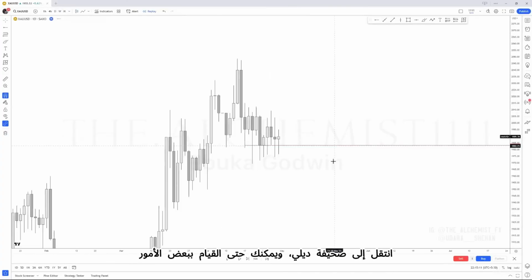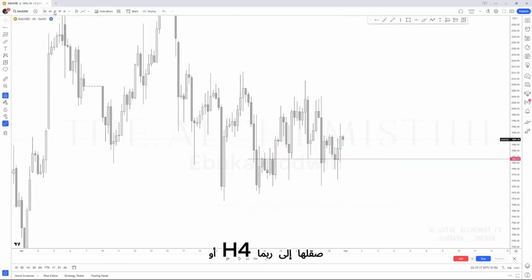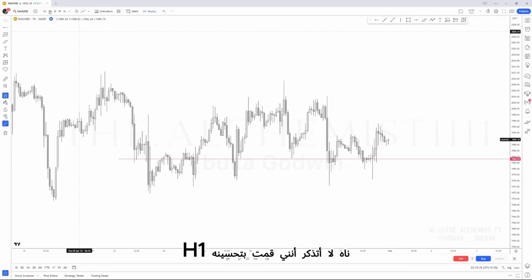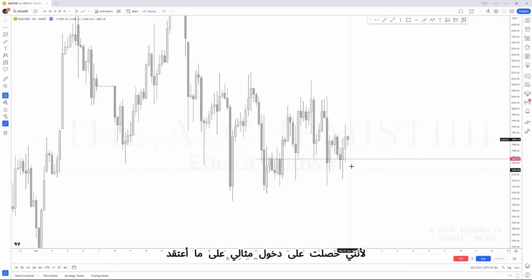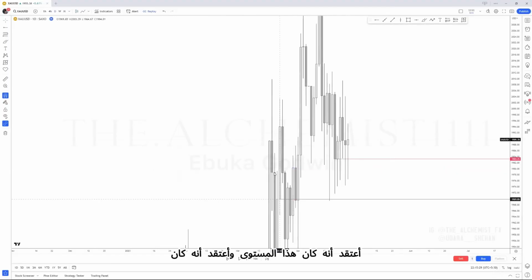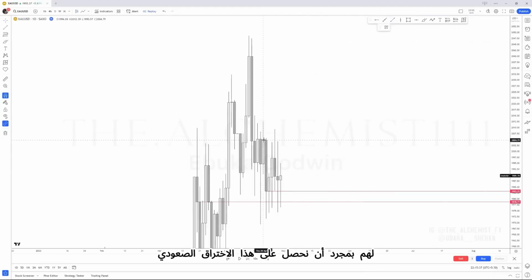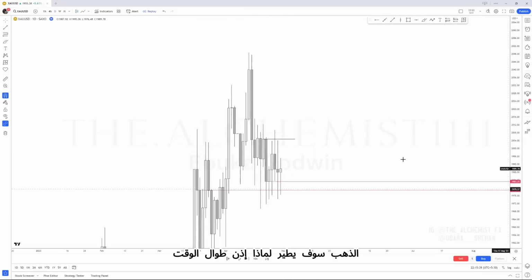Let's go to the daily. You could even do some refinements. I can't remember where I refined it into, maybe H4 or H1. I don't remember, but I refined it because I had a perfect entry, I think maybe some decision point, maybe this level. I don't know. So I told them once we get this bullish breakout, gold is going to fly.